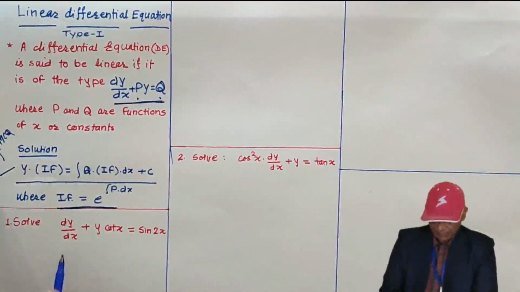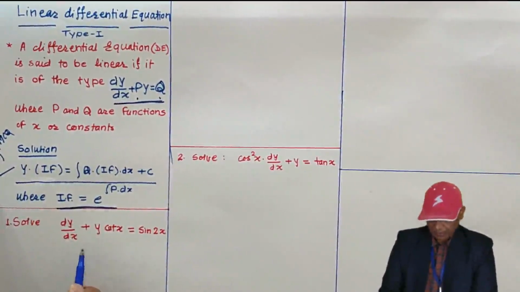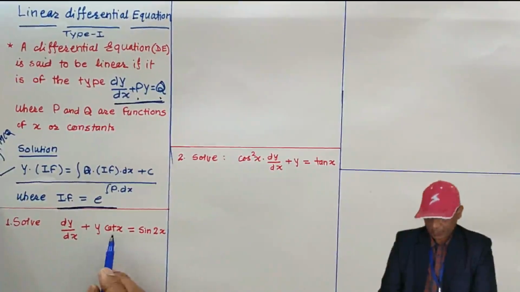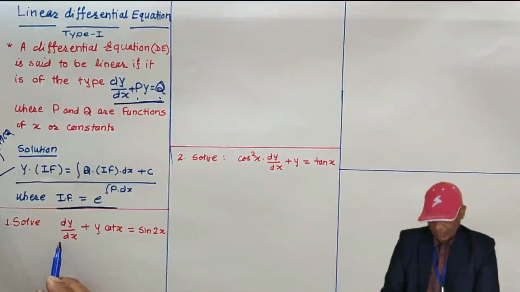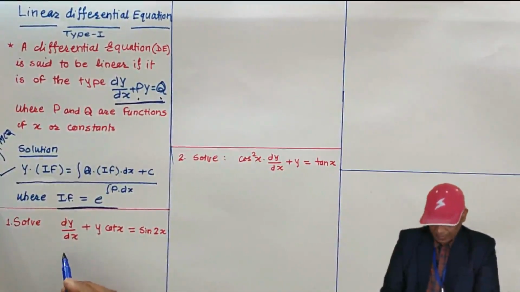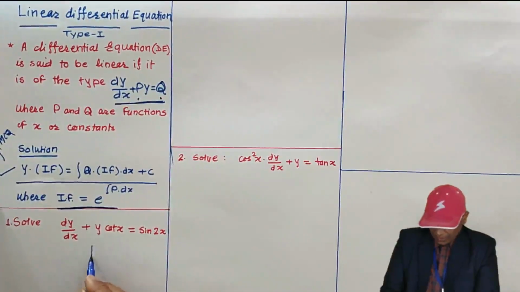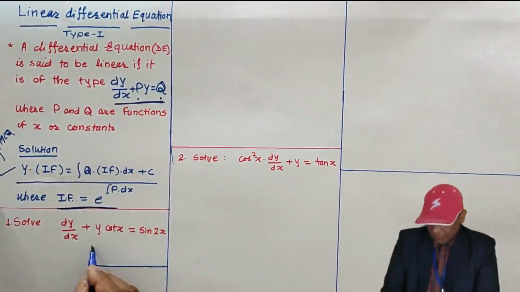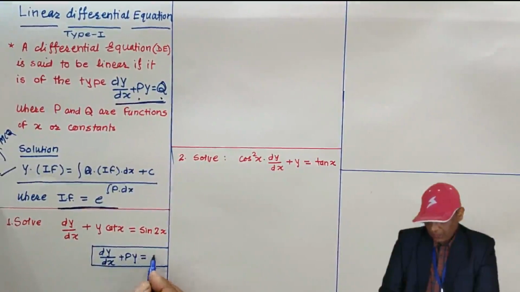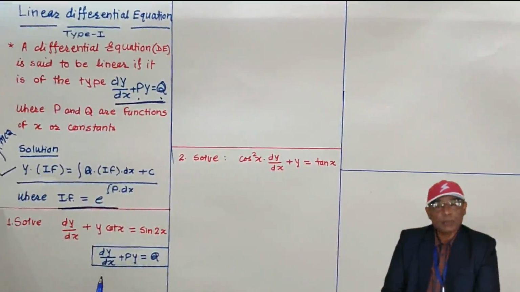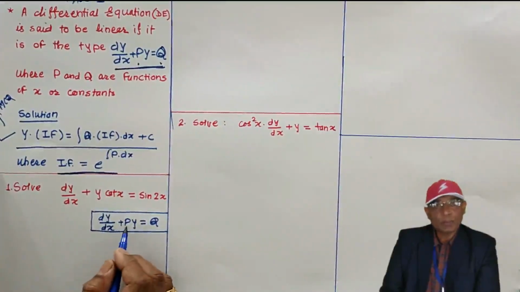Now, very quickly, some problems we are going to solve. First problem, dy by dx plus y cot x is equal to sin 2x. Now, if you look at this differential equation of the type dy by dx plus py equal to q, and what is the restriction on p and q? P and q must be functions of x or constant.